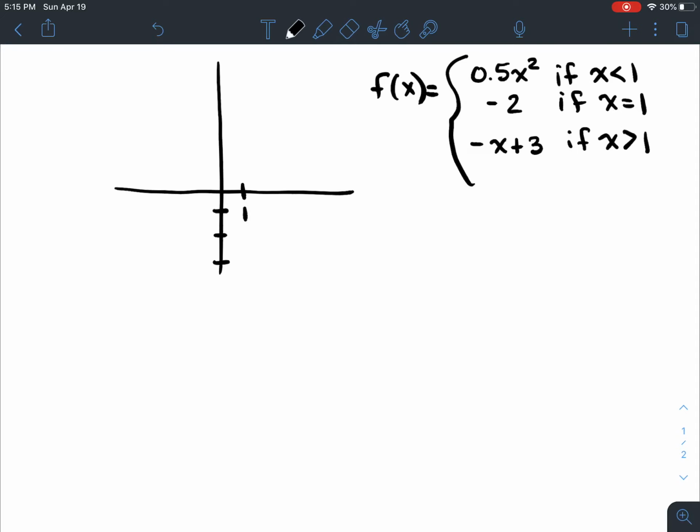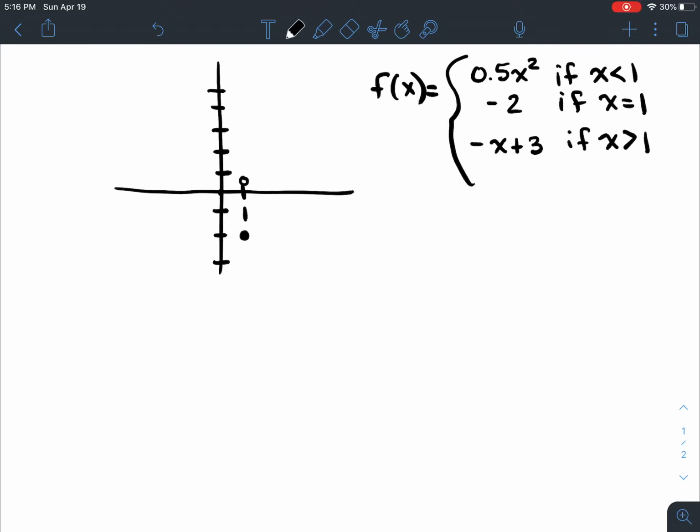So, rough sketch. So we know at x equals 1, y is equal to -2. So I can put a dot right there. Then before that, on the left side, when x is less than 1, I got a parabola, 0.5x². So if I just shove 1 in there, 0.5 times 1 squared, 1 squared is 1, 1 times 0.5 is 0.5. So I know that at 1, it's going to be 0.5, but it's not actually going to be because it doesn't exist at 1.